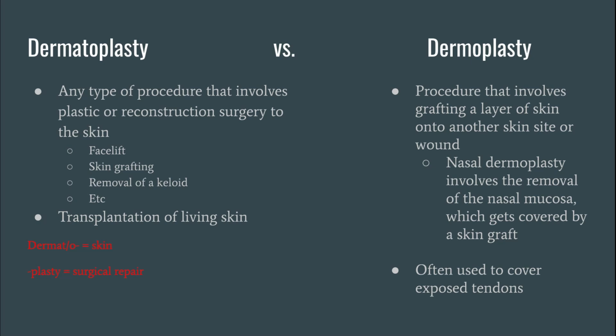Dermoplasty is a surgical procedure where the skin is transplanted from one part of the body to another. So that would be considered grafting, which we'll get into. Dermoplasty would be a procedure that involves grafting a layer of skin onto another site or wound. This is often done to cover any exposed tendons.